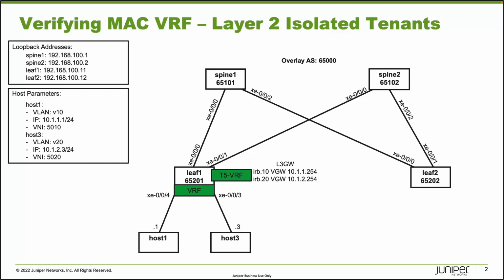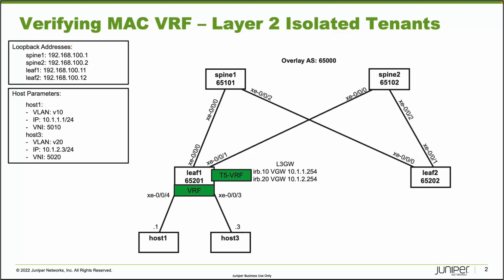And so with leaf 1, we currently have 2 MAC VRFs configured. We have V10 that is configured for host 1, and that has XE004 in it. And then we have V20, which is configured for host 3, and that has XE003 in it. And just for a quick recap, host 1 is going to be using VLAN V10, IP address 10.1.1.1, VNI 5010. And then host 3 is using VLAN V20, IP address 10.1.2.3, and VNI 5020.